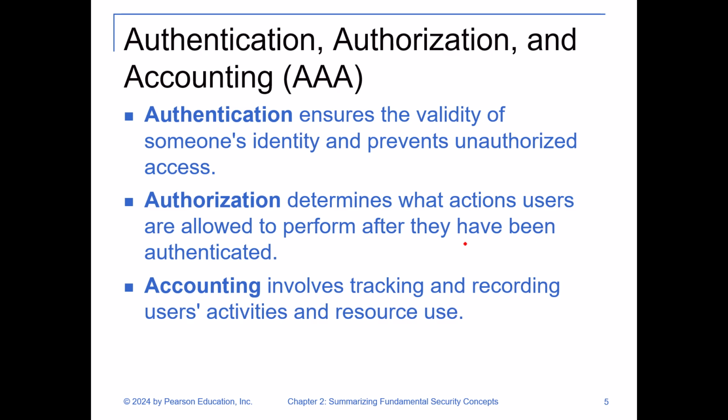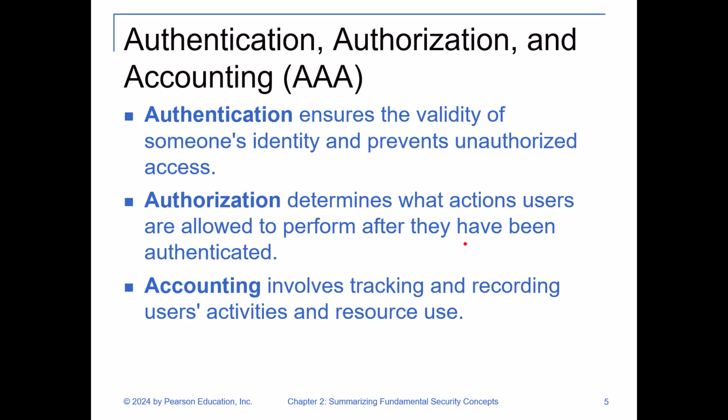We also have our AAA, authentication, authorization, and accounting. Authentication is verifying that you are who you say you are. And we can do that through something you have, something you know, something you are. You know your password. You know a PIN number. You have a debit card. You have some type of token. You are your fingerprint or your iris scan. So multi-factor authentication normally is 2 or 3 of these 3.